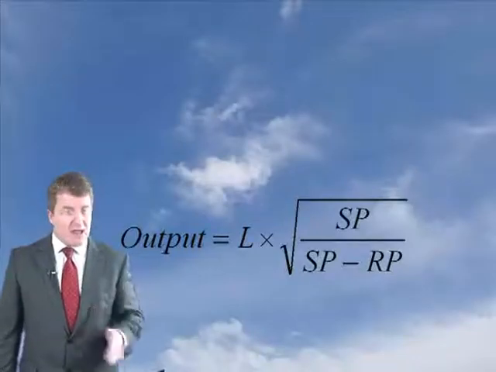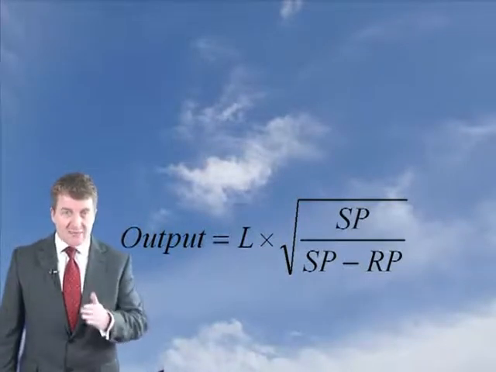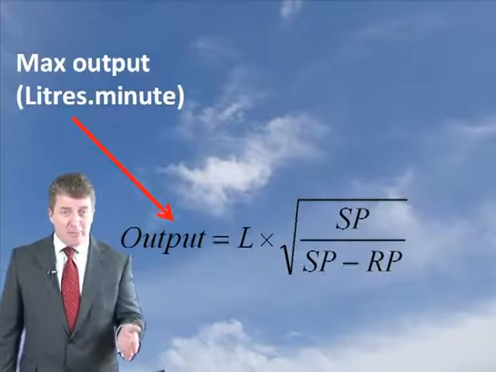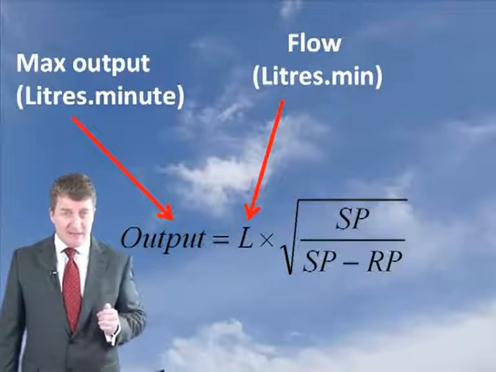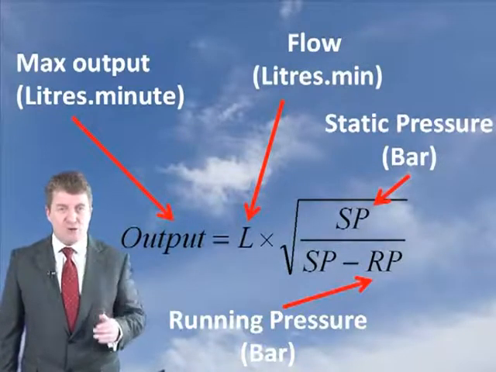The formula is: output equals L times the square root of SP divided by SP minus RP, where your output is in litres a minute, L is your flow in litres a minute, SP is the static pressure and RP is your running pressure.